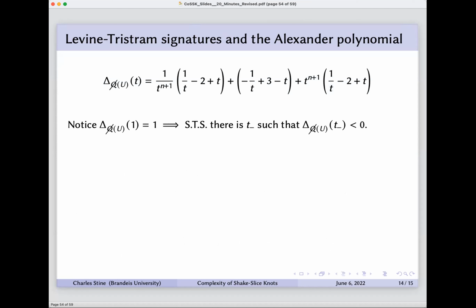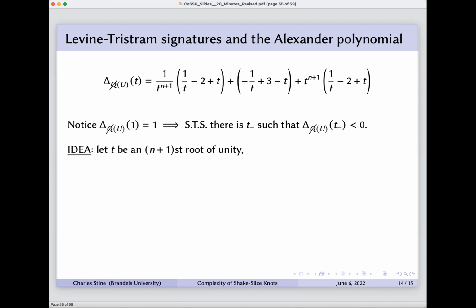So in fact, we can take advantage of the intermediate value theorem to assert the existence of our sought-after value t naught if we can show that there's some other value t minus where the Alexander polynomial is less than 0. T minus, of course, having to live on the unit circle in the complex numbers.